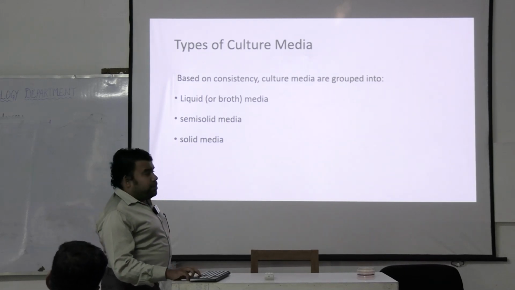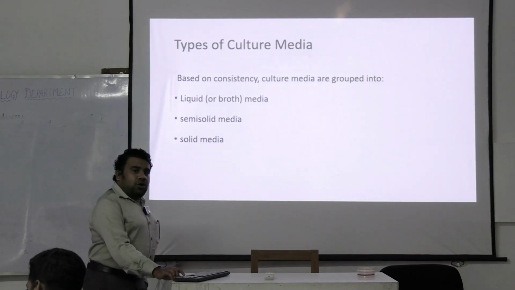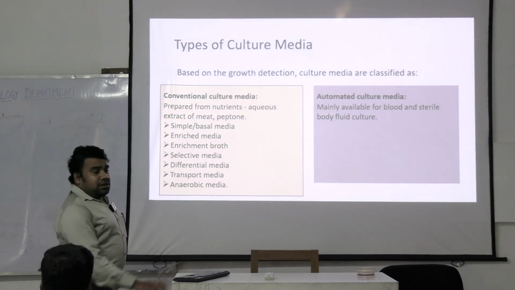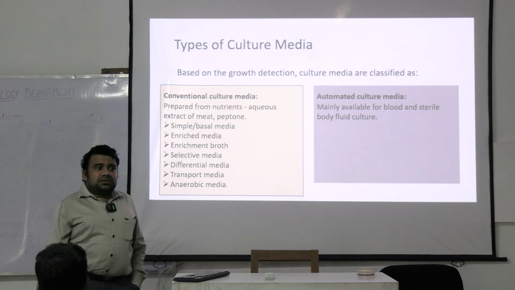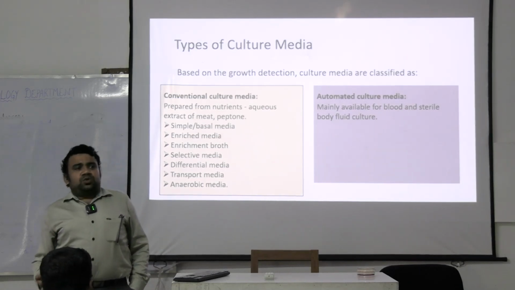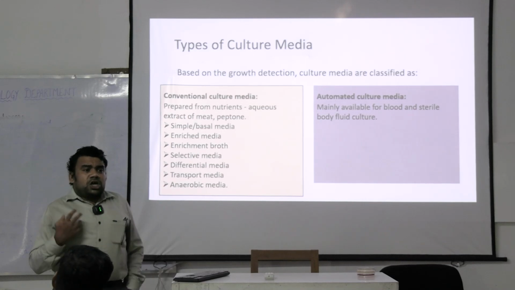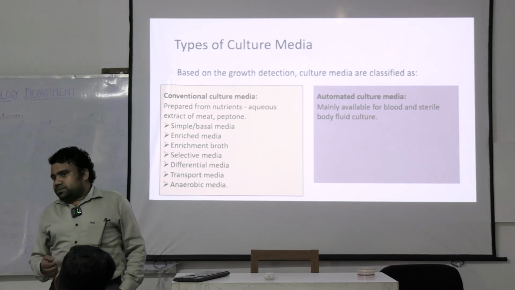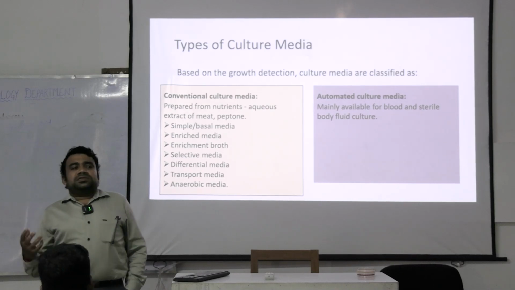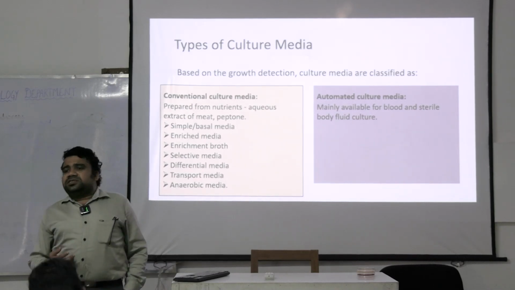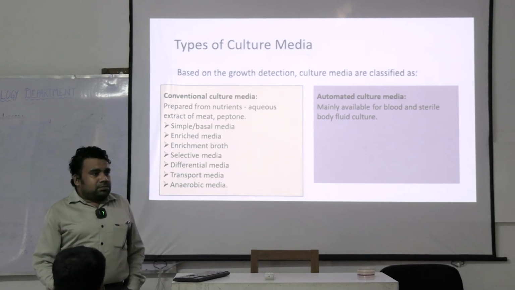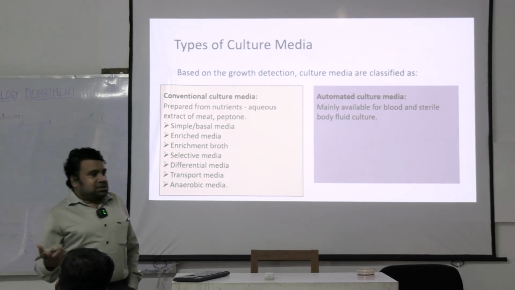Now, coming to the type, it could be either solid, semi-solid or liquid or broth. Then it could be either a conventional one, that is the manual way in which things have developed over the years, or it could be a specific culture media used for automated systems. Now, what are automated systems? Automated systems are obviously computerized systems which will do the work of a human being. It is much less laborious.